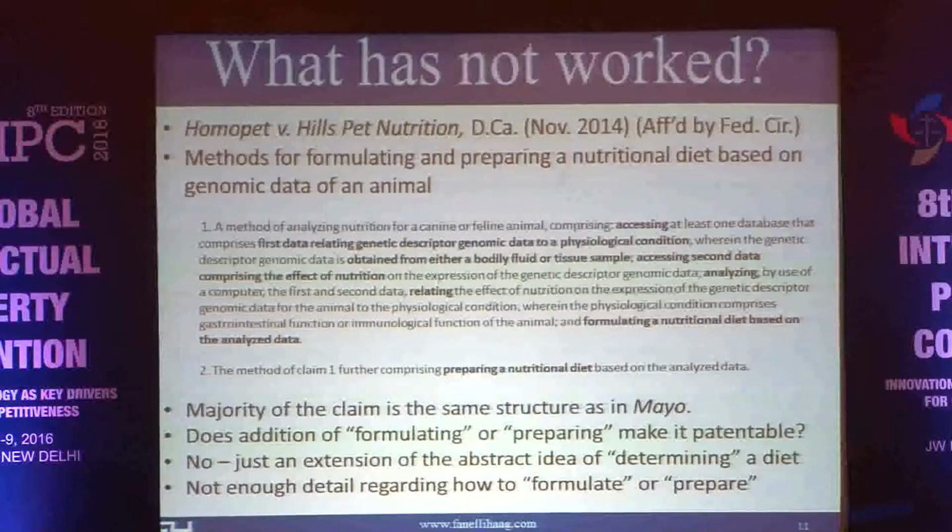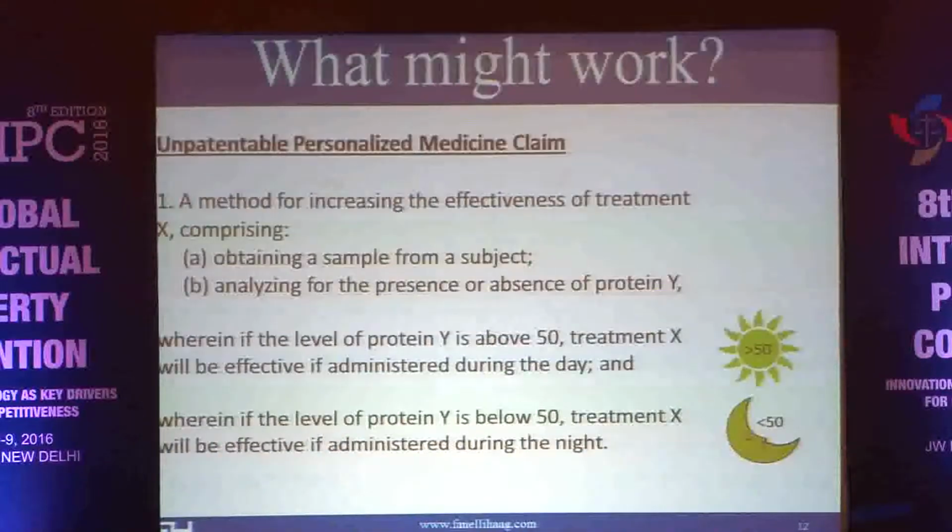The court, the district court, said that simply stating formulating, simply stating preparing wasn't quite enough. That was just an extension of this idea of determining. But there were some comments in the case that pointed to if you had done more in the claim, if you had really spelled out a little bit more of how you're doing the formulation, how you're doing the preparation, that you might have added enough to overcome that hurdle. You might have done enough to get this claim into patentable subject matter.